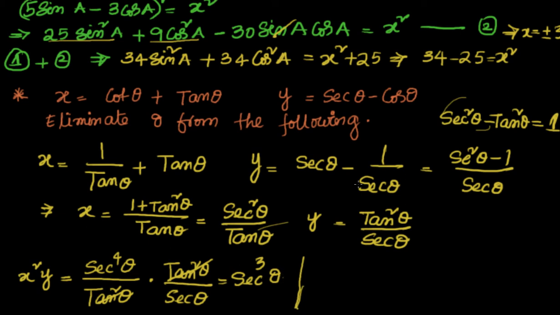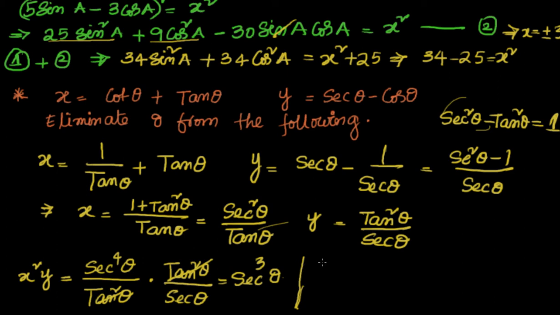Only the thing is, if I want to write this in the identity secant square theta minus tan square theta equal to 1, my first term should have only secants. But if I multiply x and y, there is one tan remaining. So to eliminate that, there is tan square theta, and there is tan theta here. So I did the square so that there is tan square in both, and they cancel out.